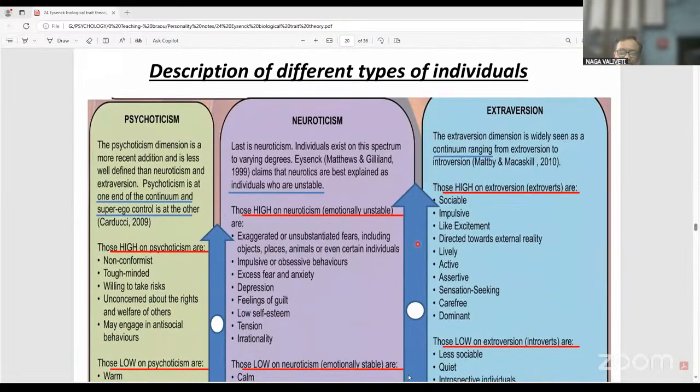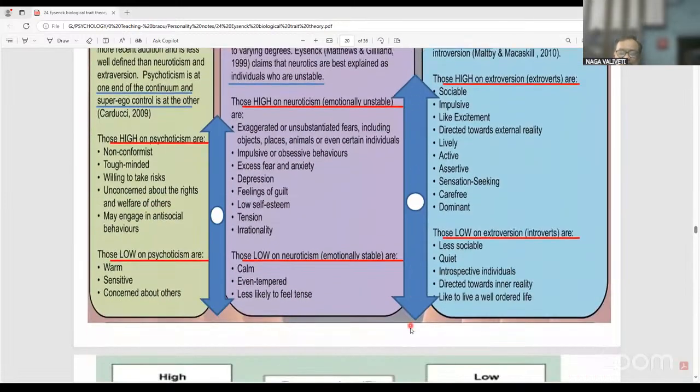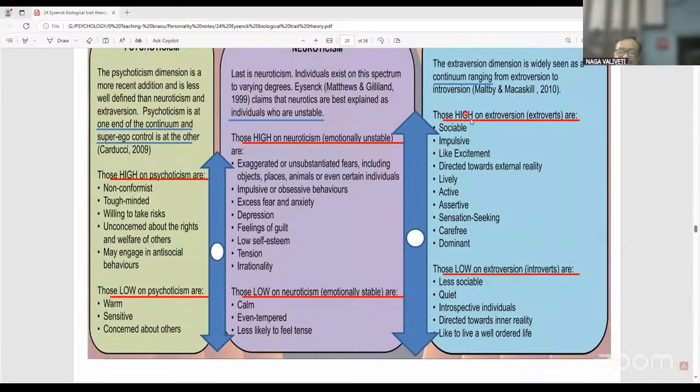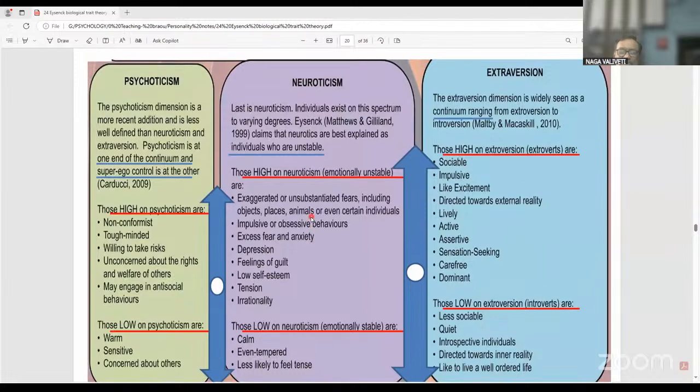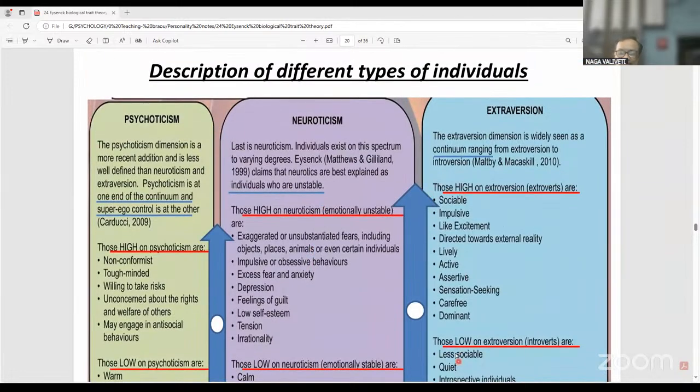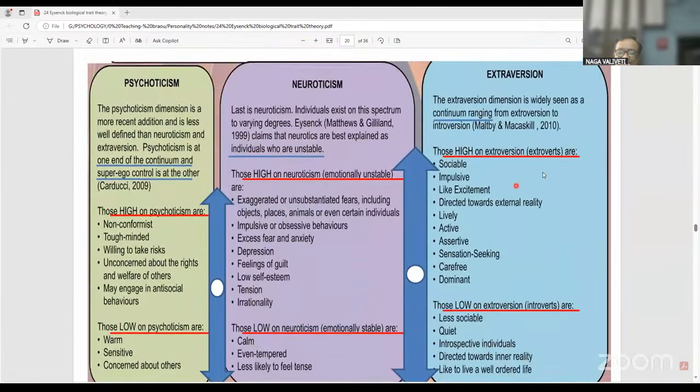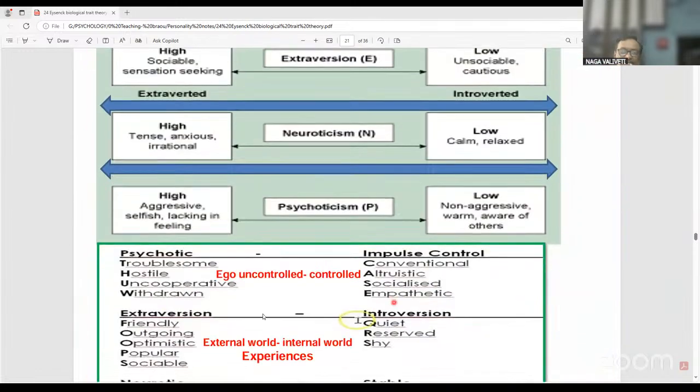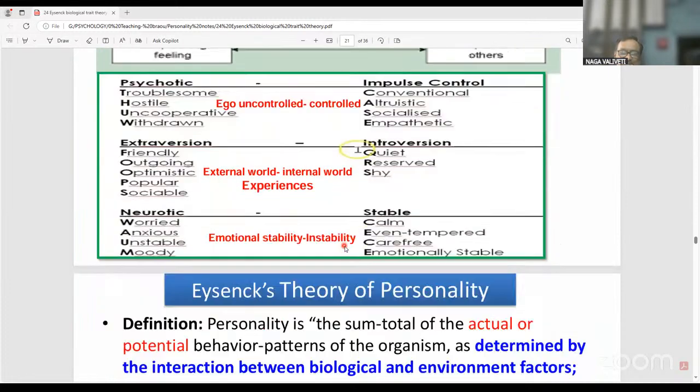So here the range is there, high is there, low is there, in between is the balance. For extraversion, low will be called introversion: less social, quiet, introspective, directed towards inner reality. High comes as social, impulsive, excited, active, lively. This is how all three are. For high, what are the characteristics? For low, what are the characteristics? What is the name to be given? This is extrovert, these are introvert types. So this is the range. In between is neutral.